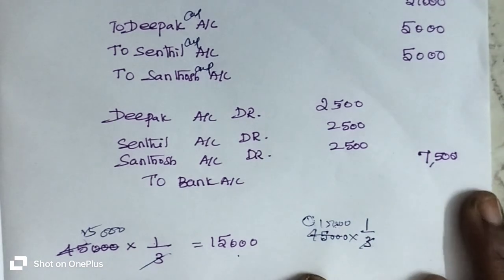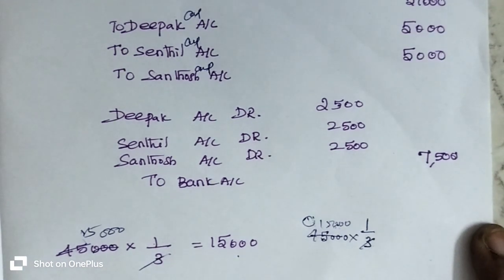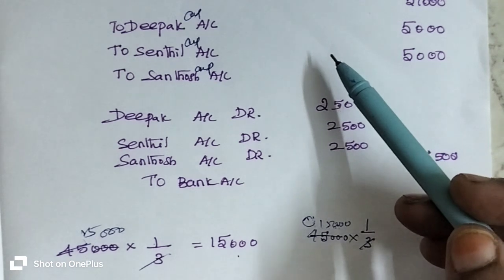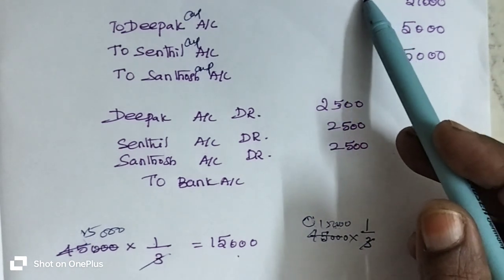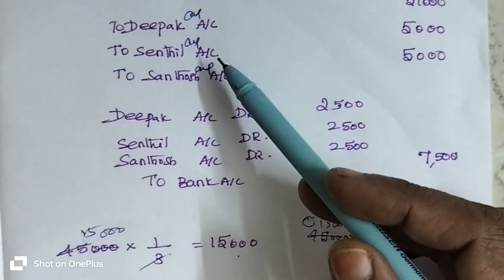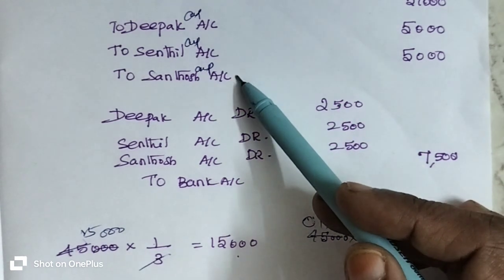So what is the journal entry? Bank account debit 15,000 rupees, to Deepak's capital account 5,000 rupees, Sendil's capital account 5,000 rupees, to Santosh's capital account 5,000 rupees. When the new partner brought the cash in the name of goodwill, 15,000 rupees, we pass the journal entry: bank account debit to the respective old partners' capital accounts.